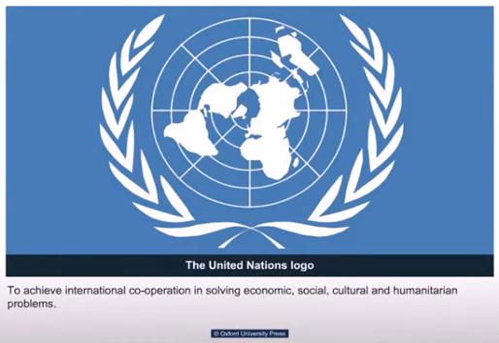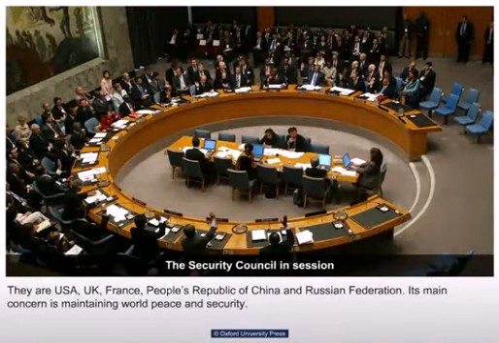The Security Council. It is the most important organ of the UN. It consists of 15 members. 5 of them are permanent members. They are USA, UK, France, People's Republic of China, and Russian Federation. Its main concern is maintaining world peace and security.